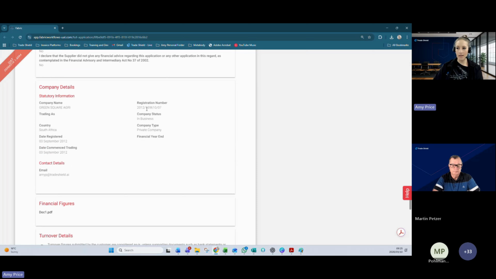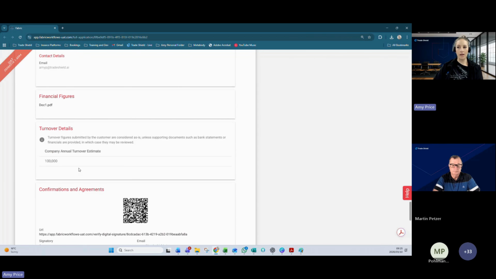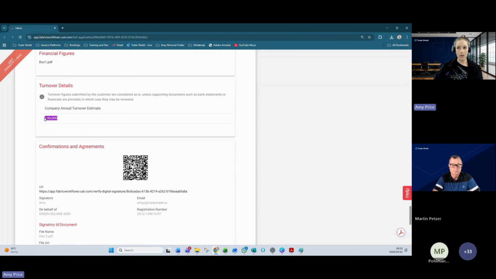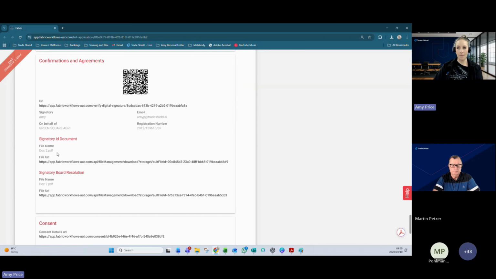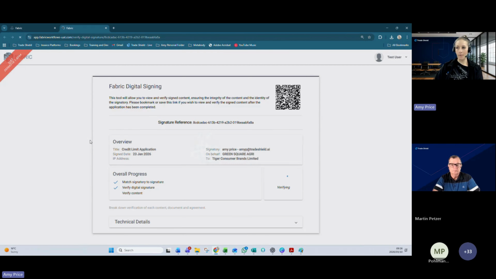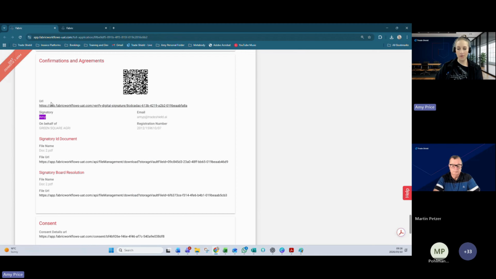Then we've got the statutory information. We can look at those financials that they've provided or the bank statements. We can then go and see, does that match the turnover that they gave us? We want to see who signed this application. So first of all, who said it? So it said that the signature was Amy. If I click on this link over here, I'm going to be able to see who actually signed it. Was that the correct email address to match the person over here?